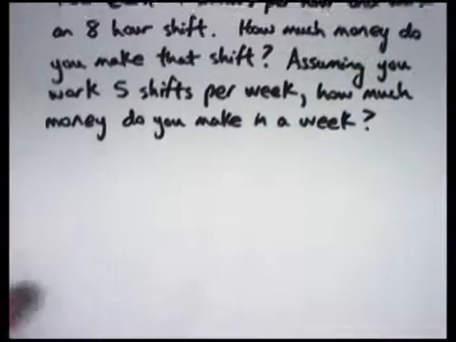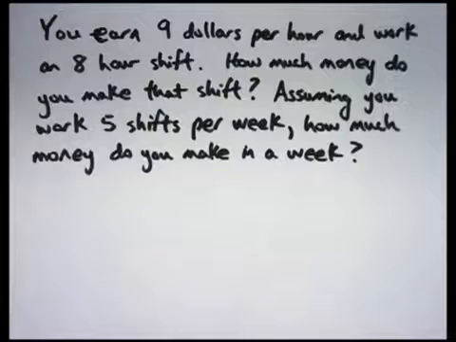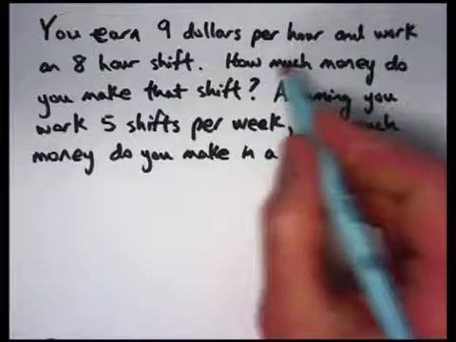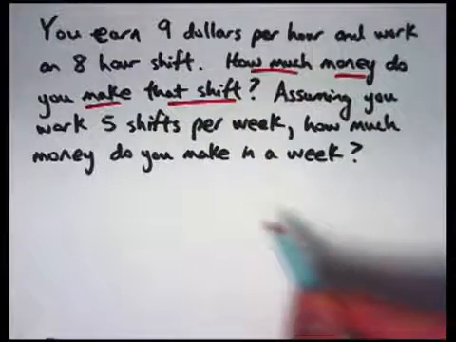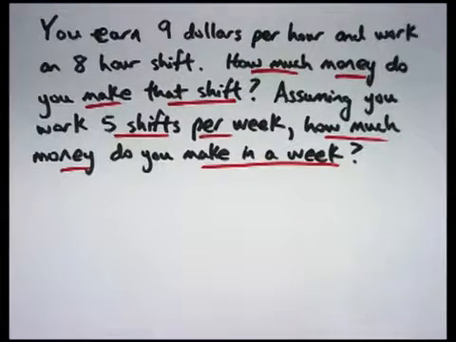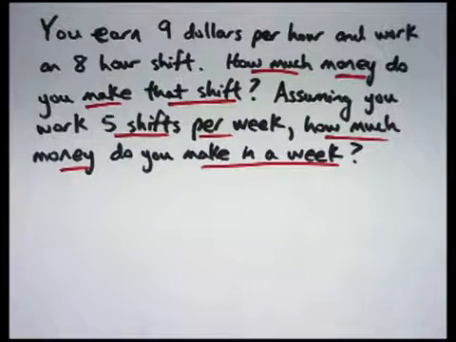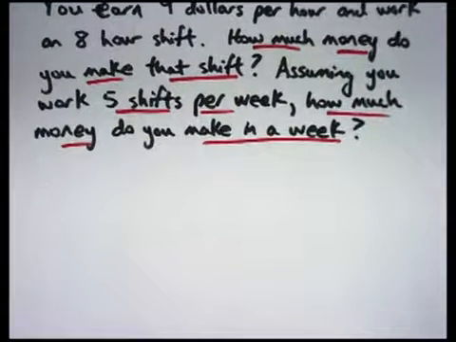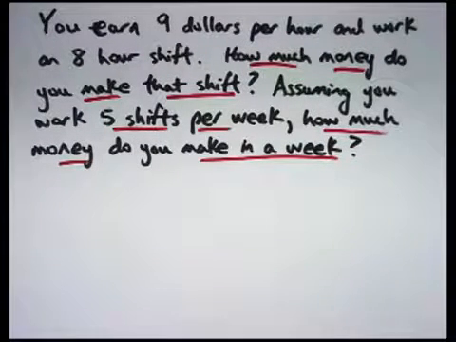New problem here in this video. You earn $9 per hour and work an 8-hour shift. How much money do you make during that shift? And if we assume that you work 5 shifts per week, how much money do you make in a week? Two questions again. Answer the first question first. You earn $9 per hour and work an 8-hour shift. Hopefully you intuitively see that you do a multiplication. 9 times 8 equals $72 is the answer.